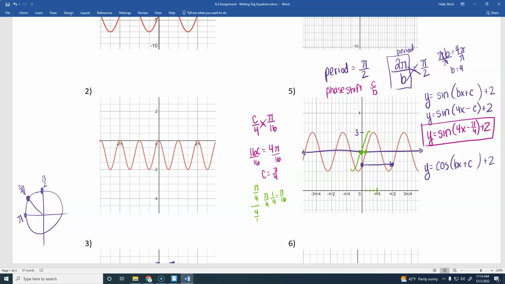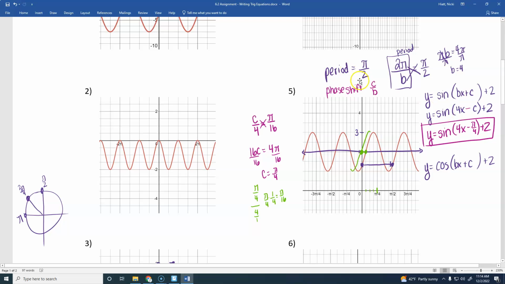Yes? Okay, I'm confused. So I did c over b, so I did pi divided by 16 and then divided by 4. Our b is the number that we just found on the last one. That is 4. Yeah, so I did pi over 16 divided by 4 for C over B.